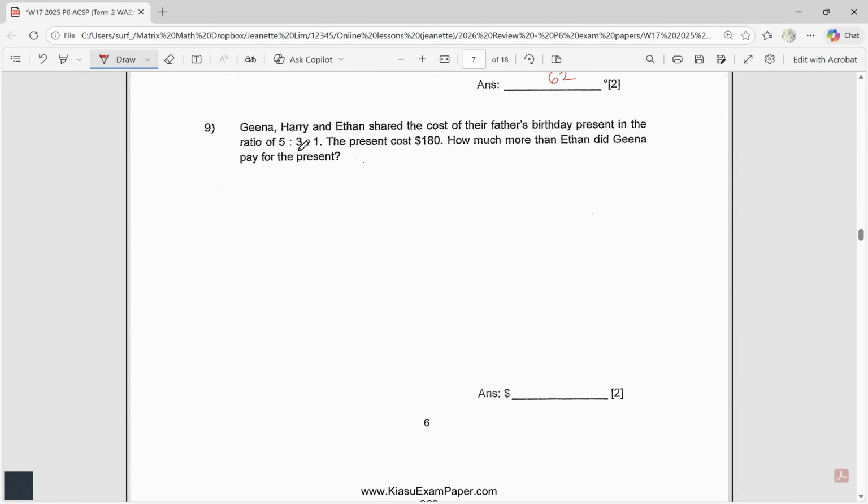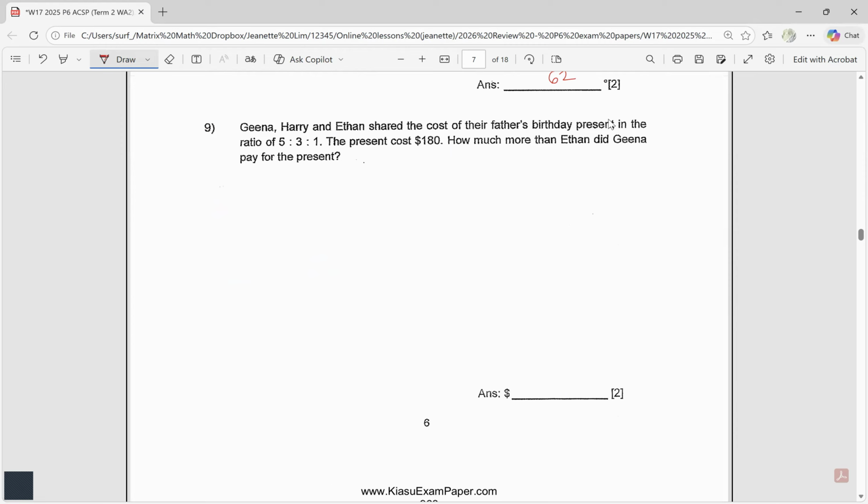Question 9. Gina, Harry, and Ethan shared the cost of their father's birthday present in the ratio 5 to 3 to 1. The present cost $180. How much more than Ethan did Gina pay for the present?